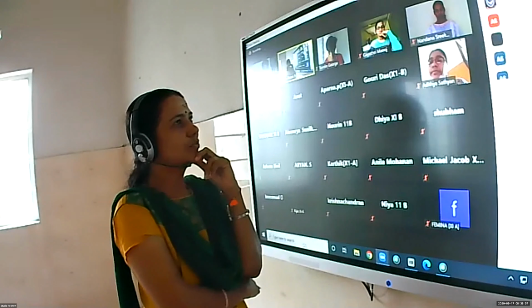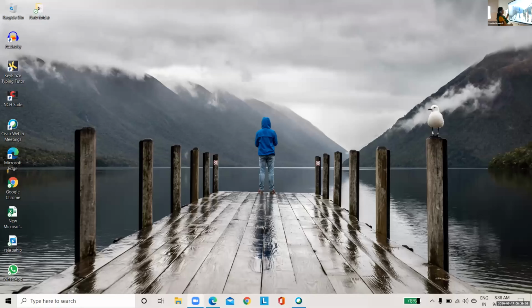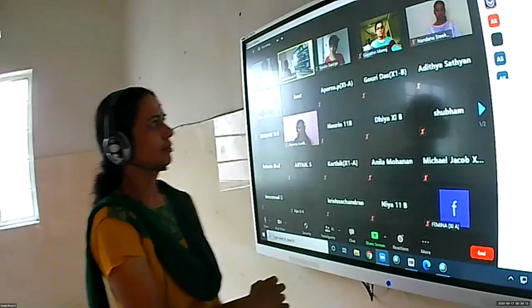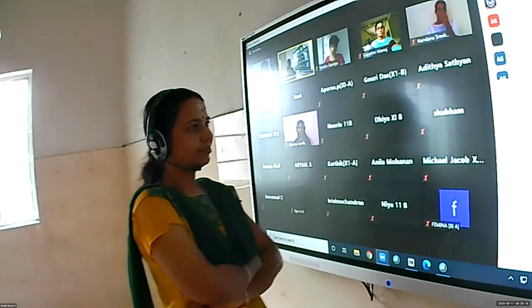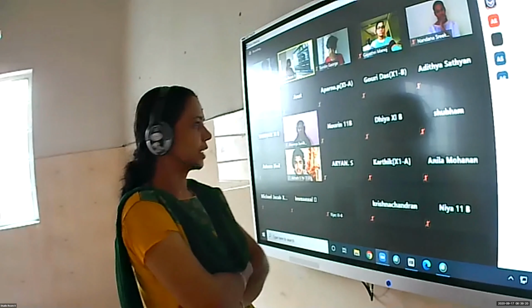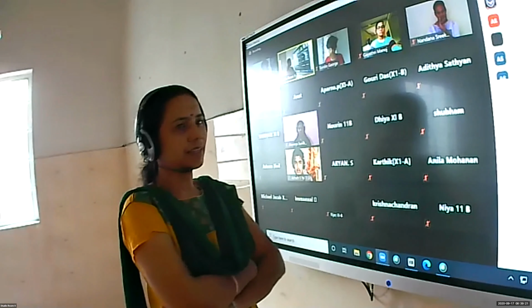Then one more, Gauri. What's the derivative of root x? 1 by 2 root x. Good. What's the derivative of sin x? What is the derivative of root x? 1 by 2 root x. Which one was I asking? The derivative of sin x? Cos x. Derivative of sin x is cos x.